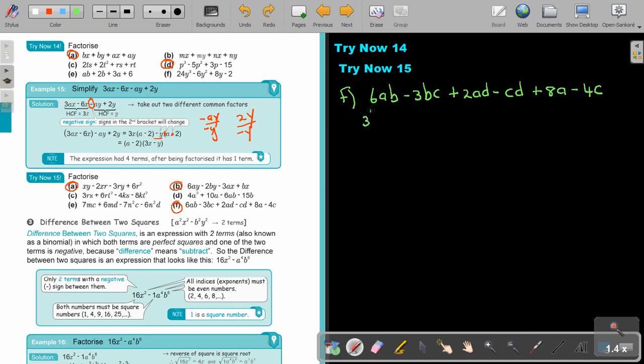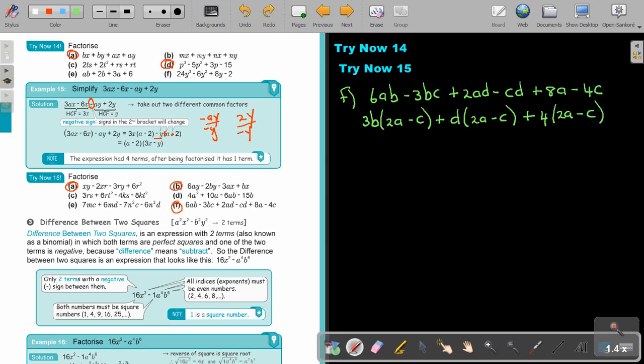This one, I take out 3b. If I divide, I will get 2a. If I divide, I get minus c. There's a positive. Okay, this is nice. There's a d. If I divide, I get 2a. And if I divide, I get minus c. And again, it's a positive. So it's a 4. It's the only thing. So if I divide, I get 2a. And if I divide, I get minus c.